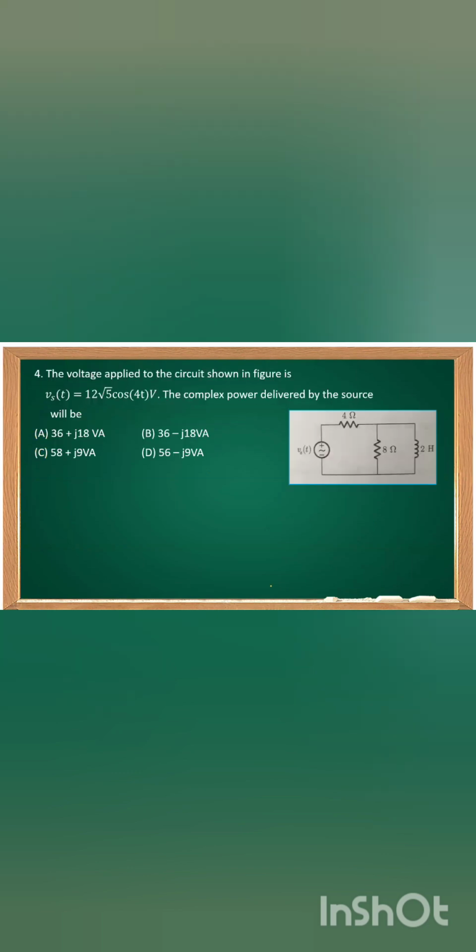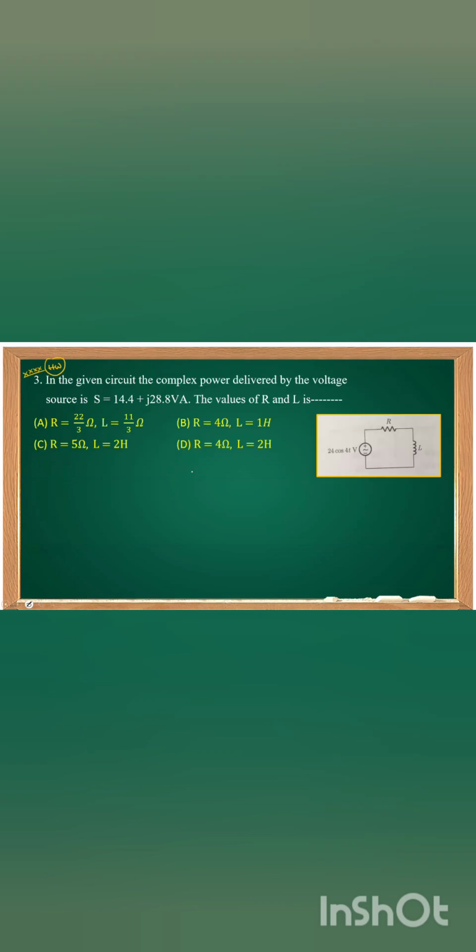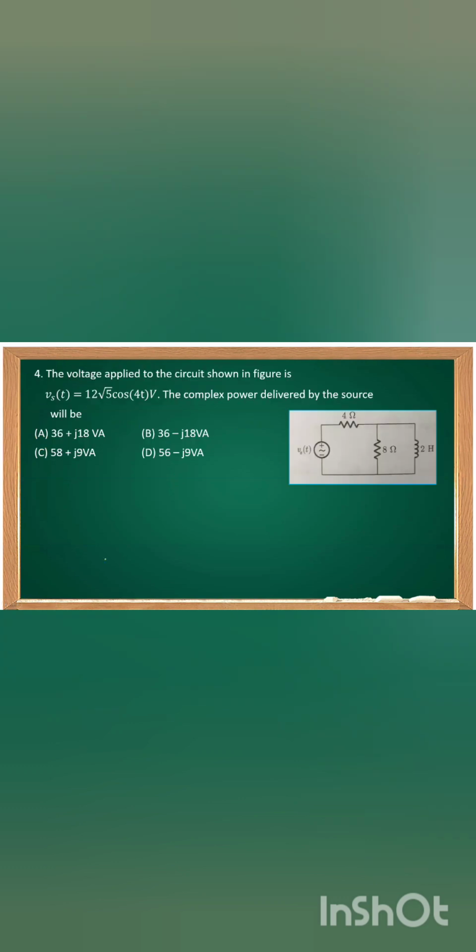See one more question. The voltage applied to the circuit shown in the figure is Vs of t equals 12 root 5 cos 40 t volts. The complex power delivered by the source. For this question, the answer is option D, students. The voltage applied to the circuit shown in the figure is 12 root 5 cos 40 t volts. What is the complex power delivered by the source?